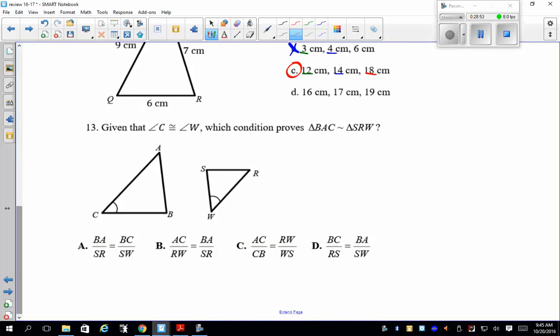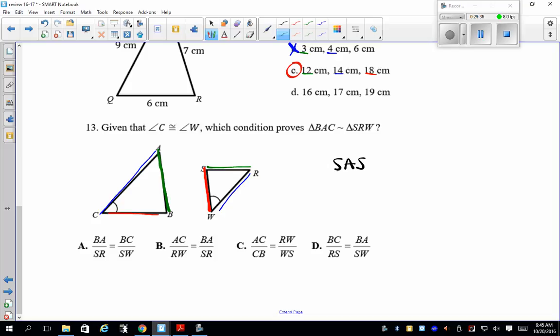Okay, 13, given that C and W are equal, which condition proves BAC equals SRW? So BA is going to go with SR. AC is going to go with RW. And CB is going to go with WS. Okay, so the angle is between the red and the blue sides, which means it's in the same position, so that's good. The only choice for proving similar when you're mixing angles and sides is side, angle, side.